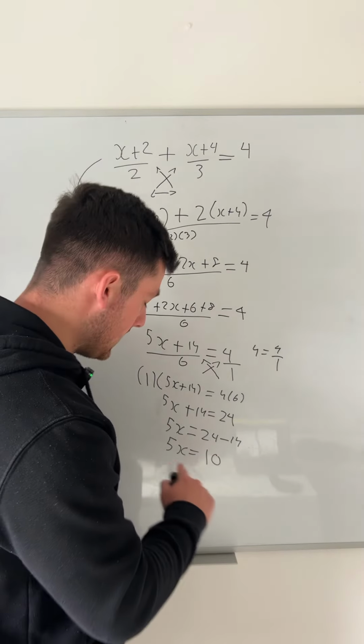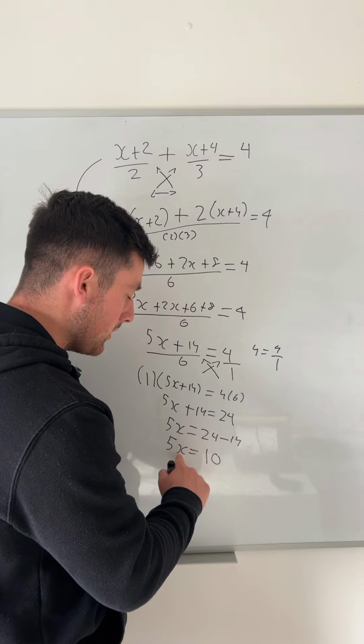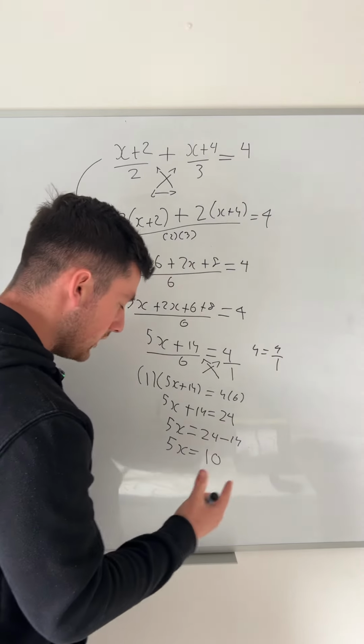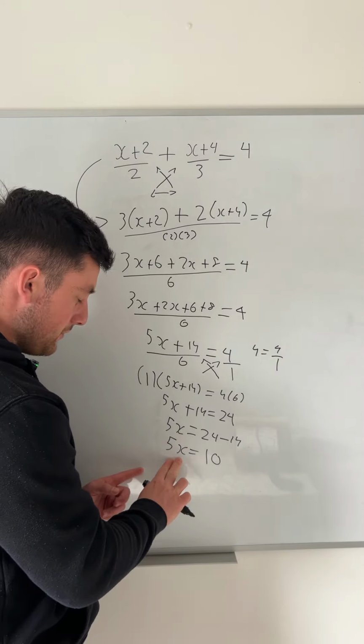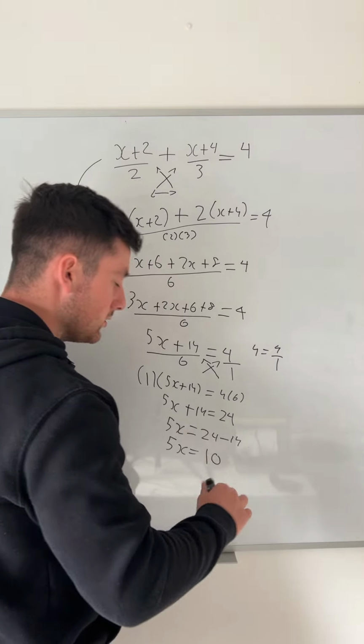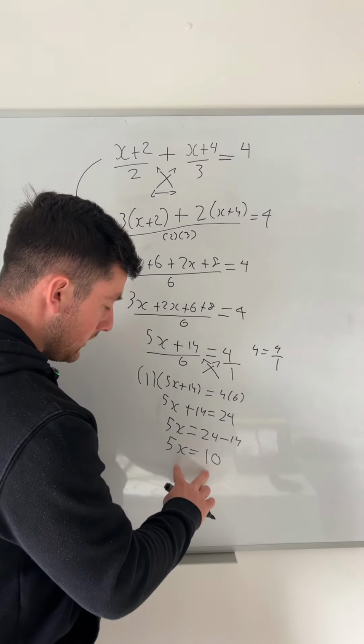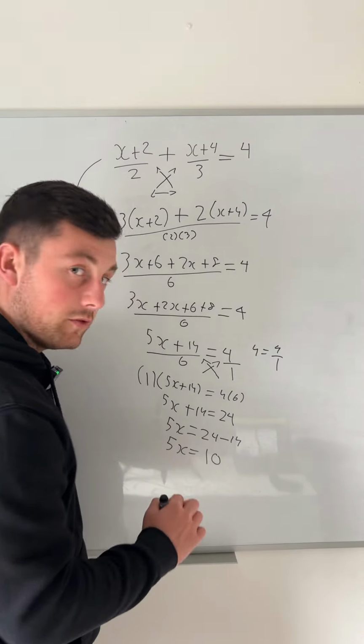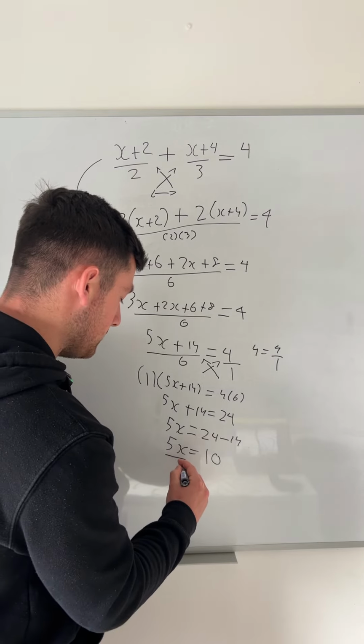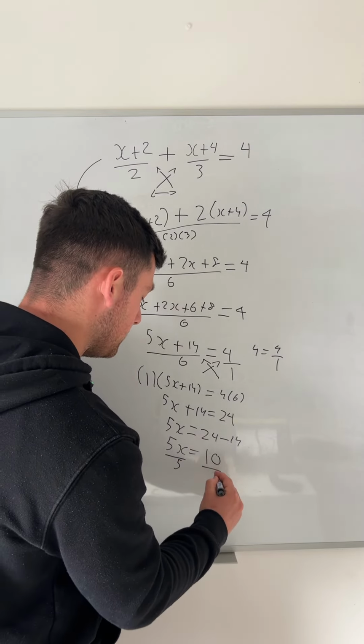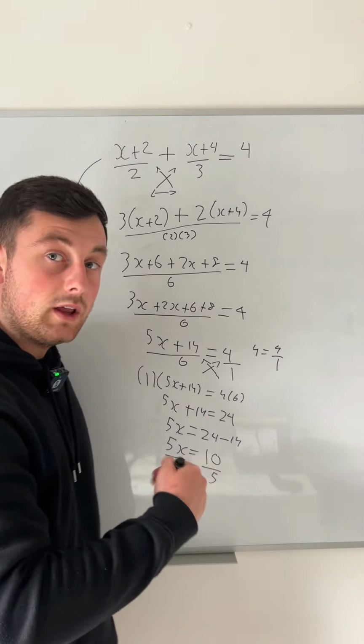What that's saying is if I take 5 and multiply it by some number, I get to 10. So how I solve for x is, well, 5 multiplied by some number gives 10, so what I want to do is divide both sides by 5. So if I divide the left hand side by 5, divide the right hand side by 5, because of course what you do to one side, you must do to the other.